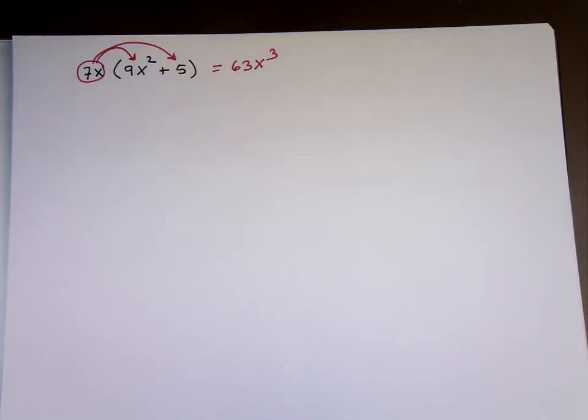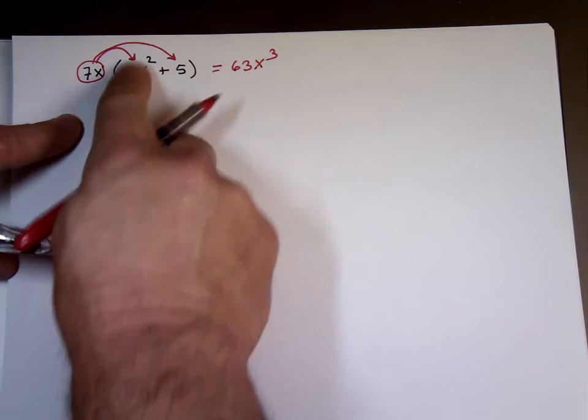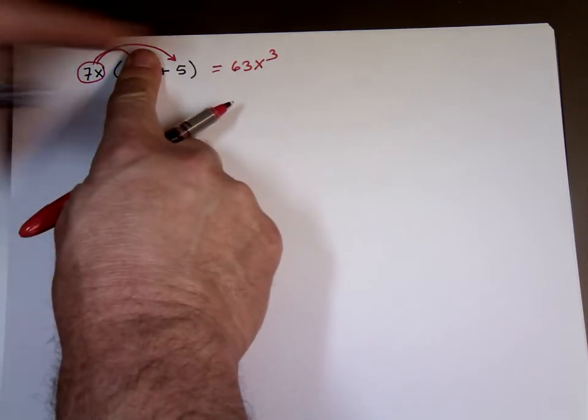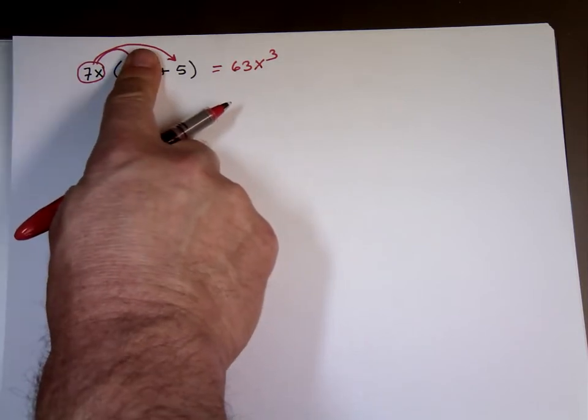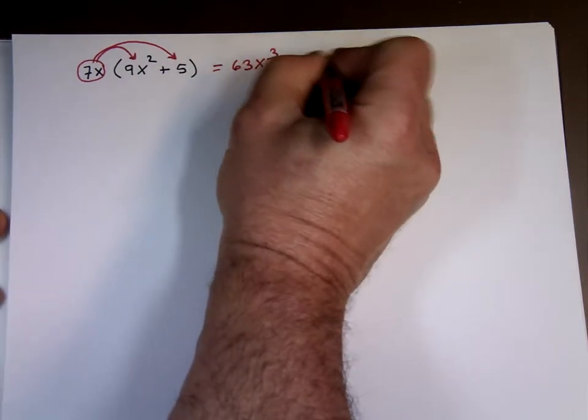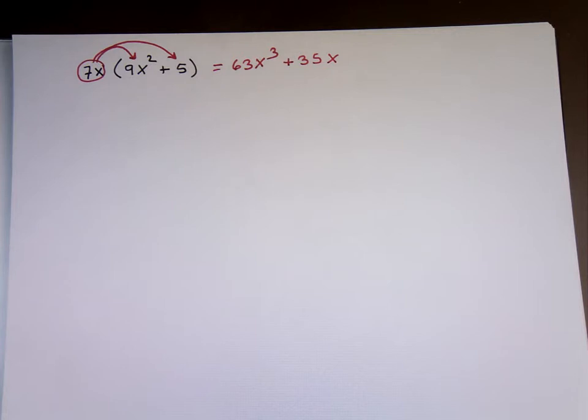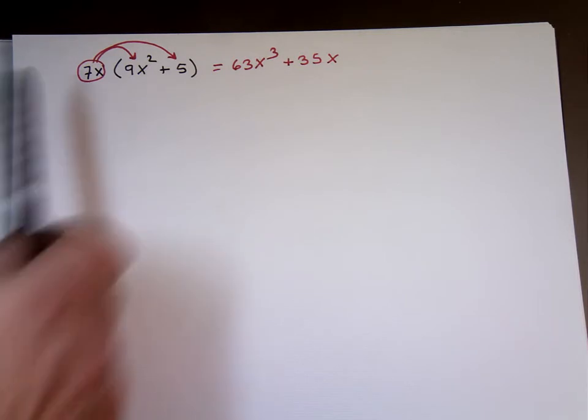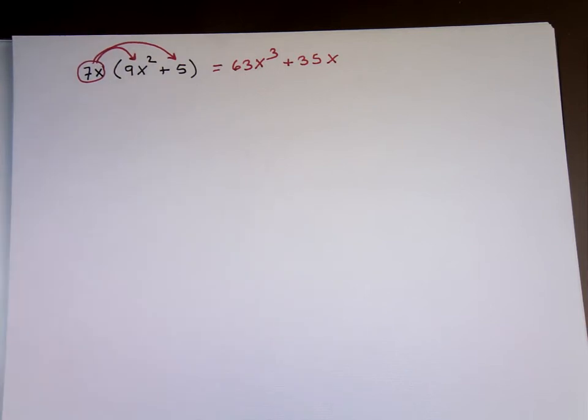Next, we're going to take this and multiply it by the 5. What is 7x times 5? 35x. And that's the answer of that one. So we take the 7x, we multiply it through every one of these. Doesn't matter how many you have there. Let's try another example.